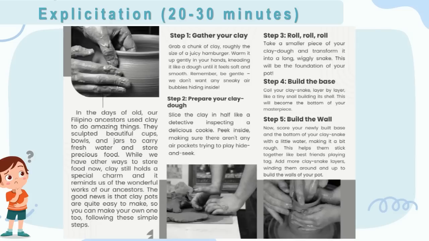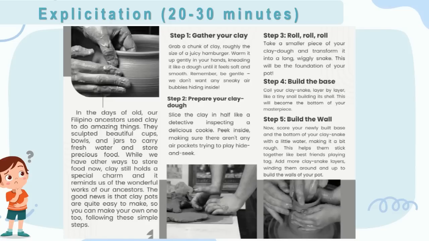Step 2. Prepare your clay dough. Slice the clay in half like a detective inspecting a delicious cookie. Peek inside, making sure there aren't any air pockets trying to play hide and seek. Step 3. Roll, roll, roll. Take a smaller piece of your clay dough and transform it into a long, wiggly snake. This will be the foundation of your pot.